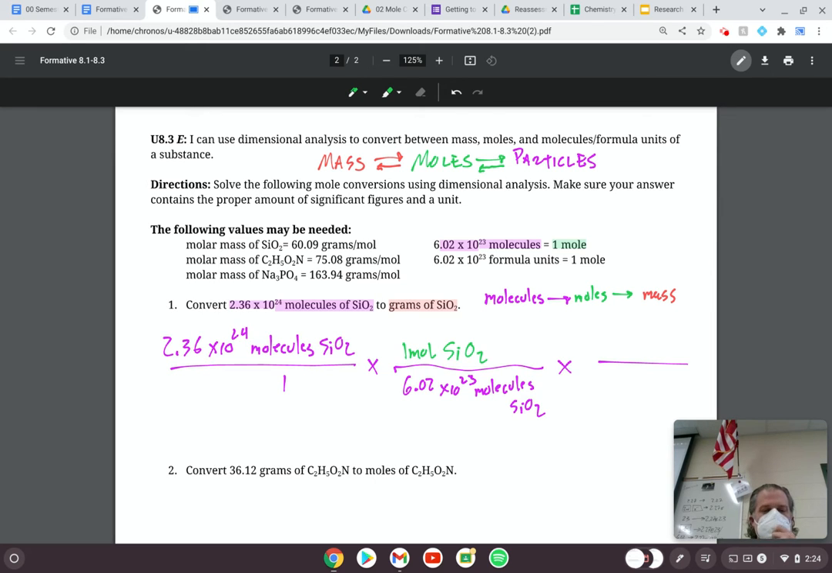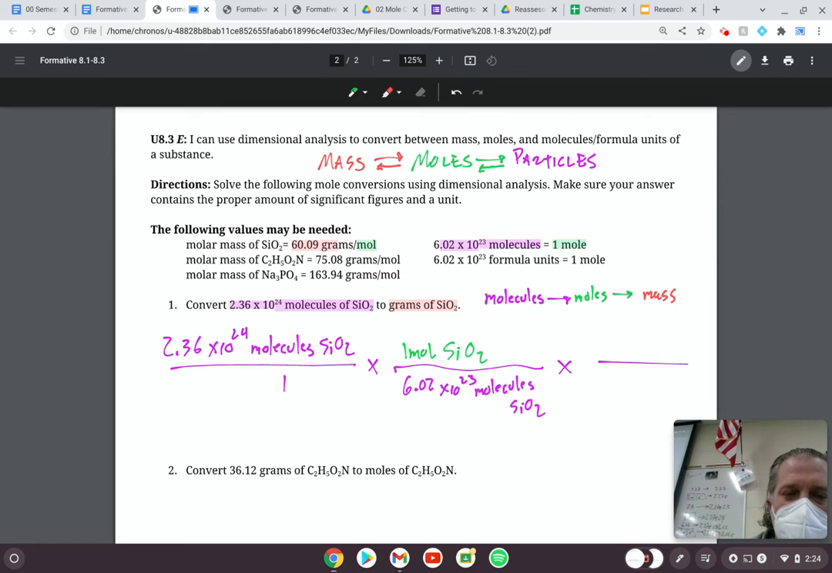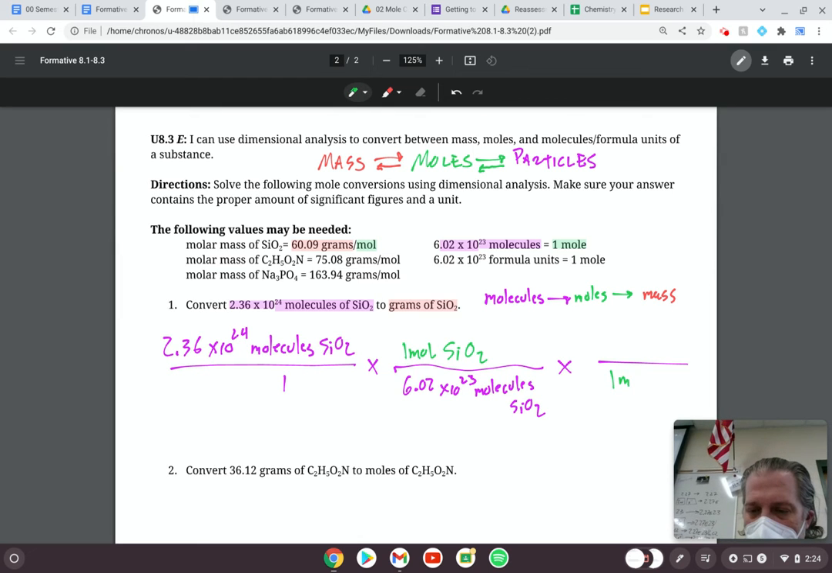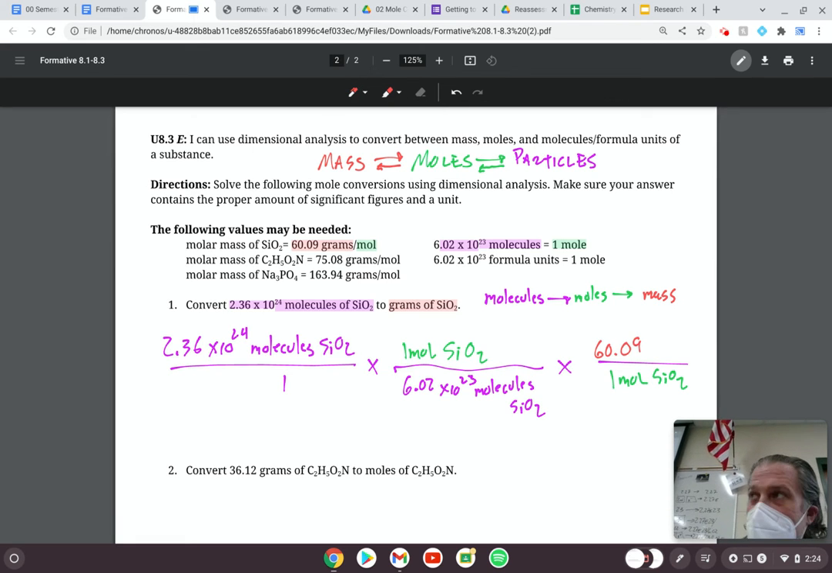And then the other thing that I see here is that the molar mass has been calculated for me. So in reality, I know that in 1 mole of SiO2, the molar mass is 60.09 grams. So now I have the ability to go ahead and set this problem up. I do want to cancel my moles out, so I'm going to put 1 mole of SiO2 on the bottom, and I do want to put the 60.09 grams of SiO2 on the top.